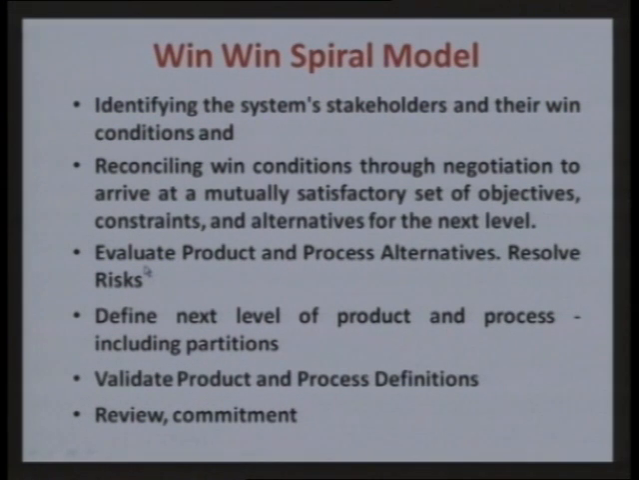Next, the quadrant that is dedicated to the evaluation of the product and process alternatives, resolving different risks all through the different spirals, and then we enter into the next quadrant, the fifth quadrant, which is to define the next level of product and process including partitions. And then we move on to the validation of the product and process definitions. And finally, we go for the review and the commitment of our software development process activities.